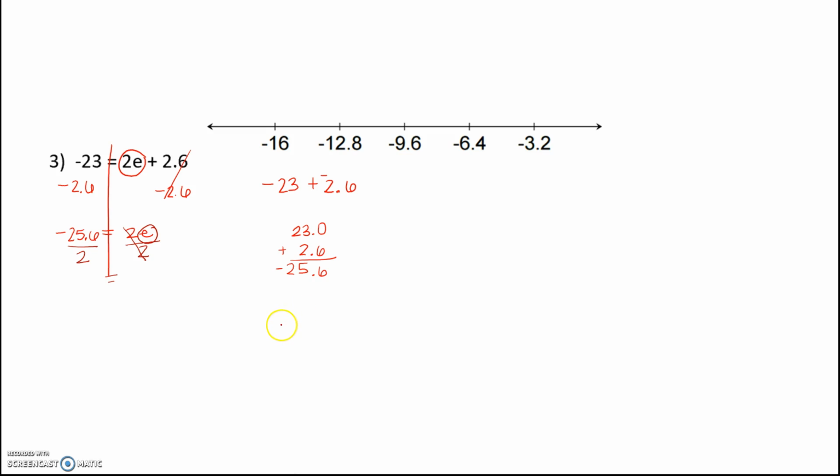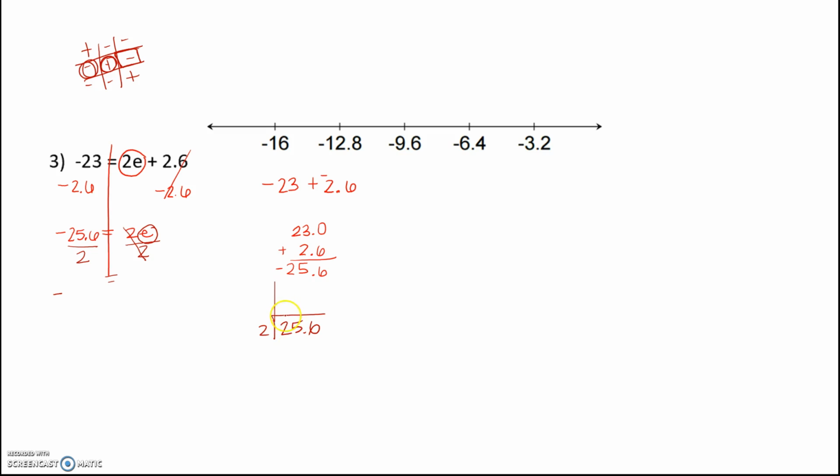I have negative 25.6 divided by 2. Well, before I do anything, I don't want to forget about that negative. So if I have a negative, right, I'm going to go back and think about my tic-tac-toe. Okay, so I have a negative divided by a positive, which means my answer, ding, ding, ding, is negative. So I'm going to go ahead and put my negative sign here so I don't forget.